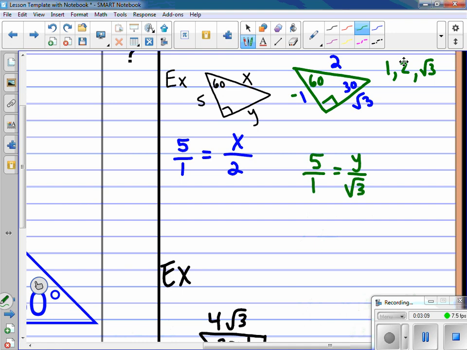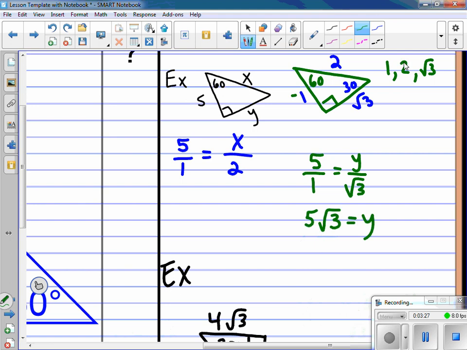I'll write 5 over 1, might as well use the same fraction, I've got both numbers there. My unknown is going to be on the other side. So 5 over 1 is y over square root of 3. It just matches up. They're corresponding. They're across from the same angle, so I know that to be the case. Simple as that. Cross multiply, and you get 5 square root of 3.